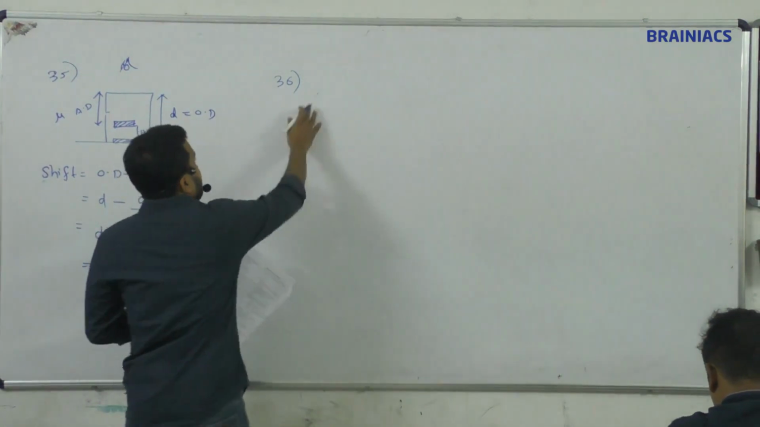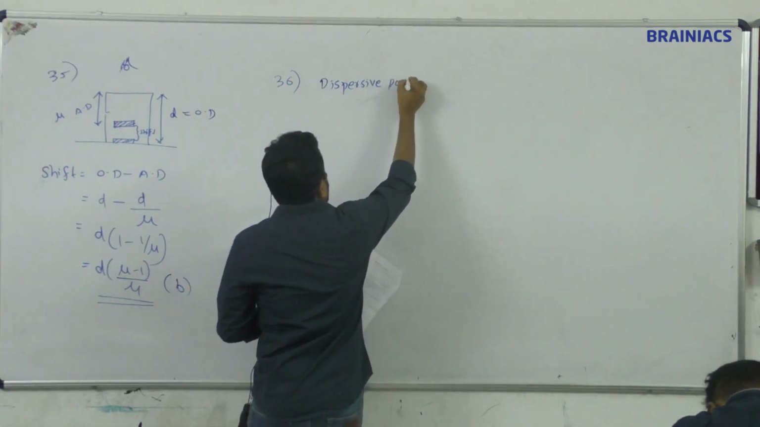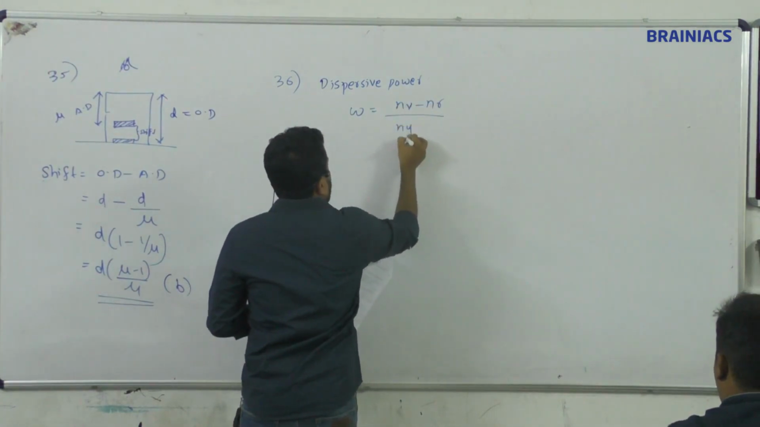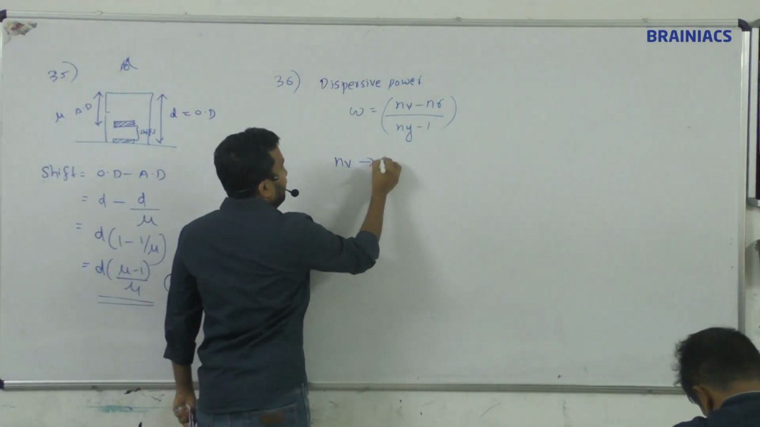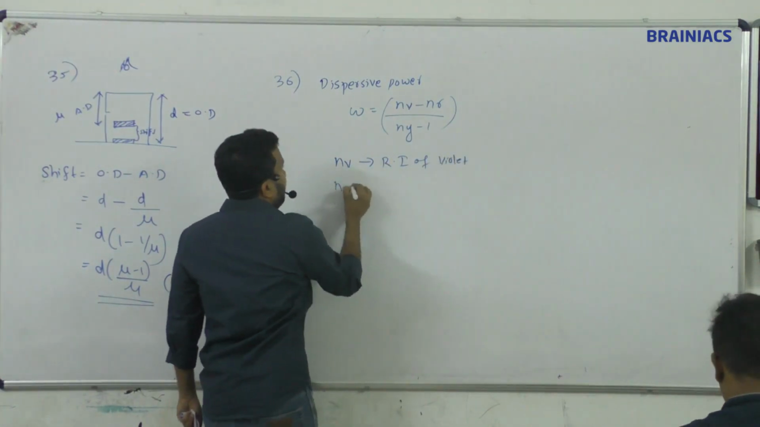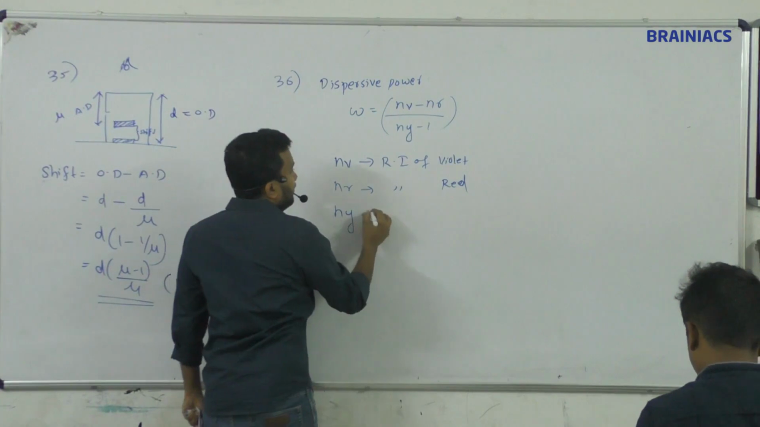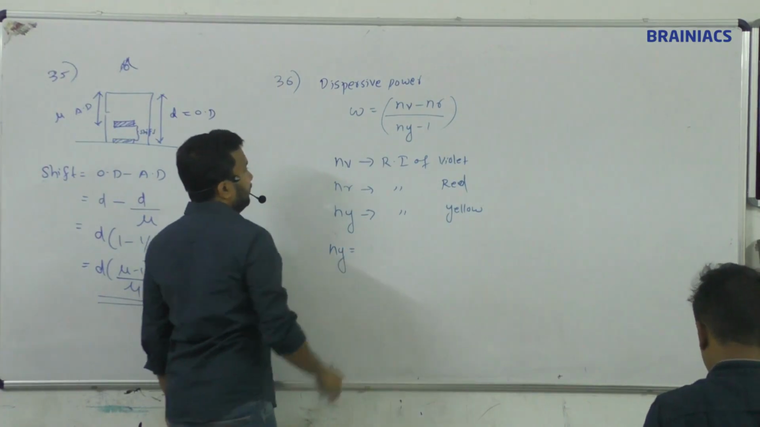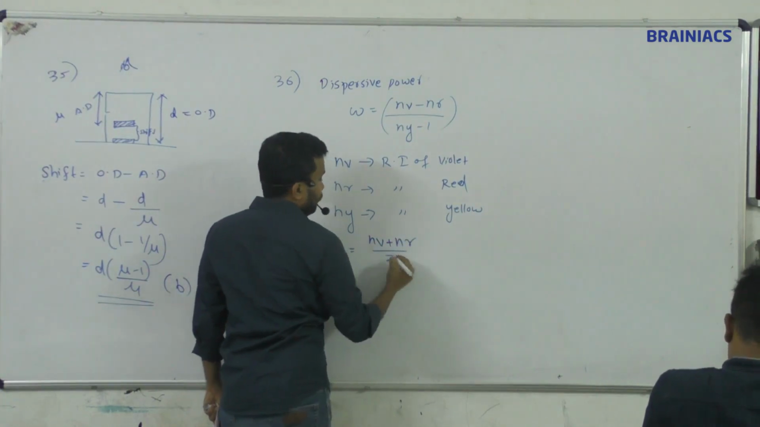Okay, so below write one equation. Dispersive power omega equal to NV minus NR divided by NY minus 1. This is dispersive power. NV is the refractive index of violet. NR is the refractive index of red. NY is the refractive index of yellow. Yellow in the VIBGYOR spectrum is coming as an average value. So NV plus NR divided by 2.